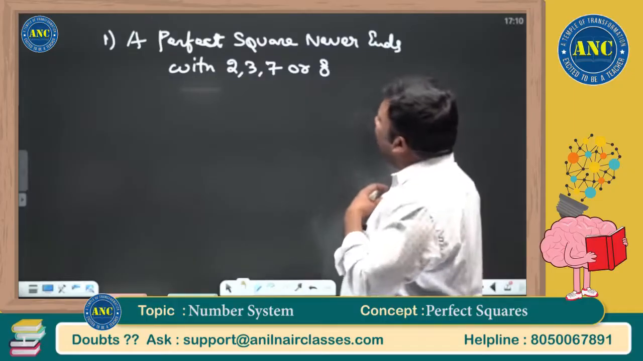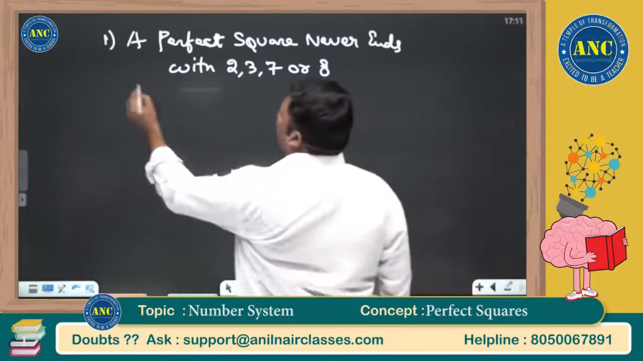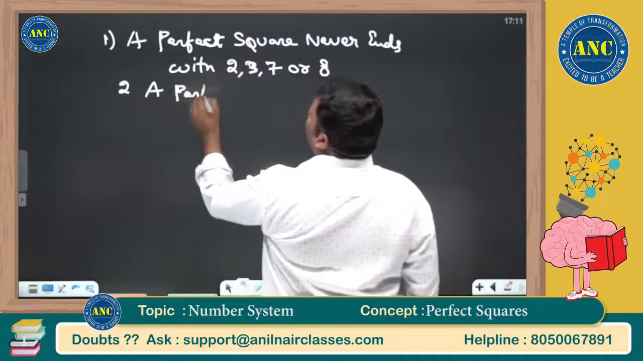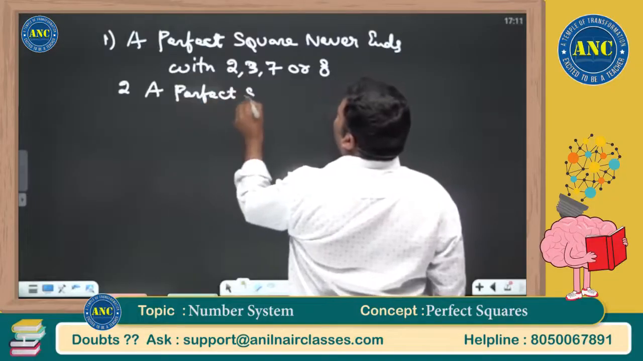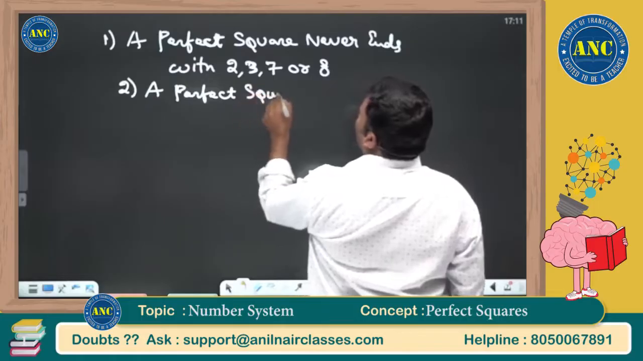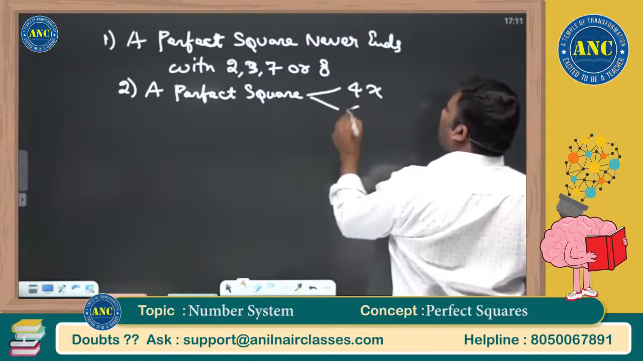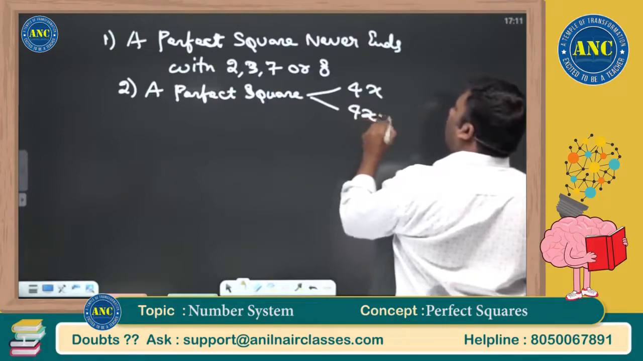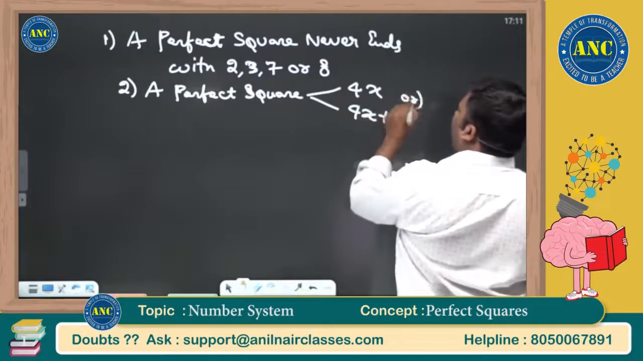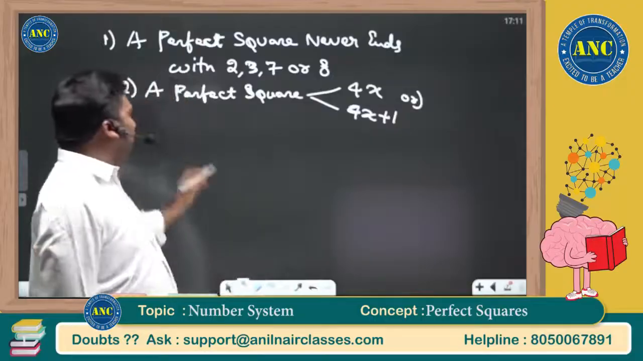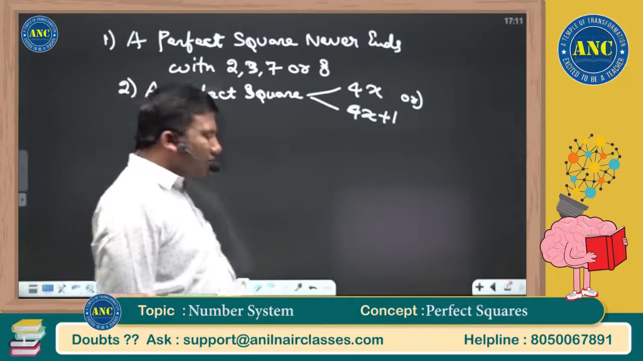A perfect square never ends with 2, 3, 7 or 8. What is the second key point which we discussed? A perfect square is always of the form either 4 into something or 4 into something plus 1. A perfect square either will be of the form 4x or 4x plus 1. First question, please write down.